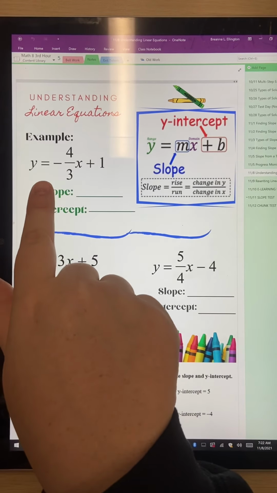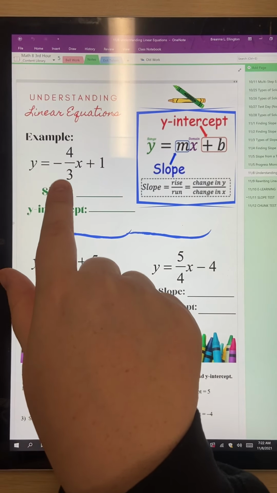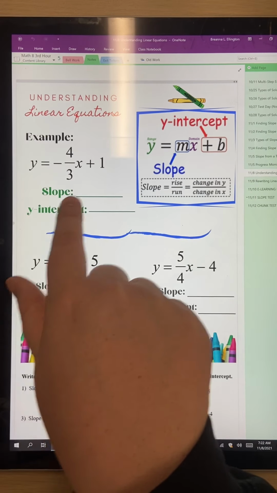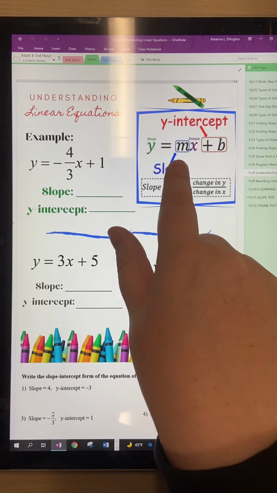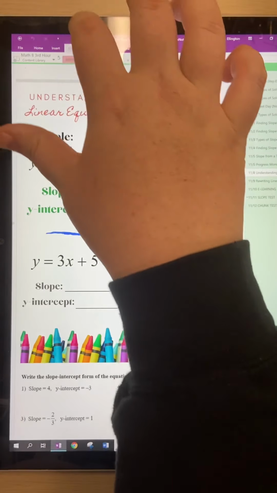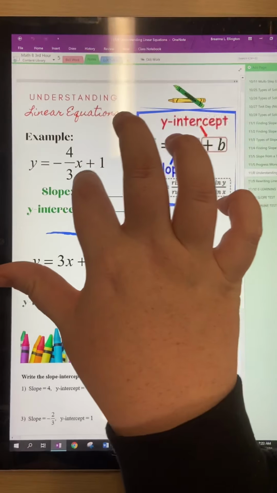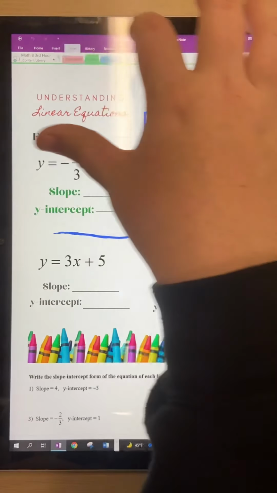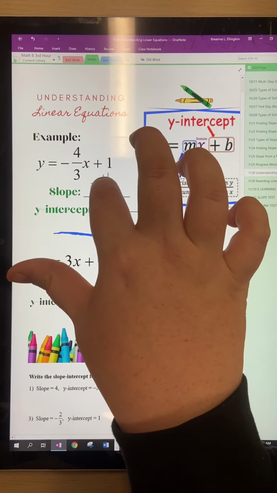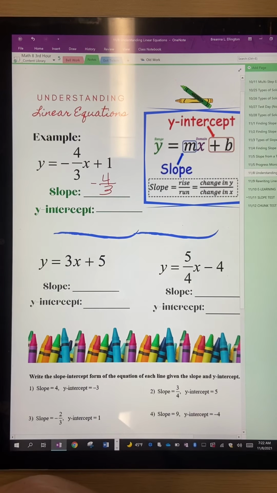So the first example, y equals negative 4 over 3x plus 1. It says, what is the slope? If you look over here, slope is connected to the x. So what's connected to the x? Negative 4 over 3. So you're going to write negative 4 over 3. And there's your slope, okay?